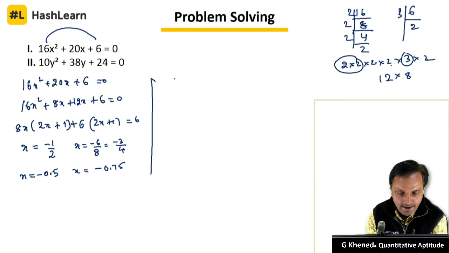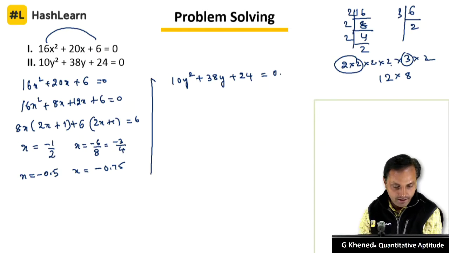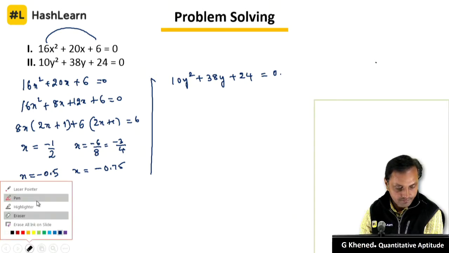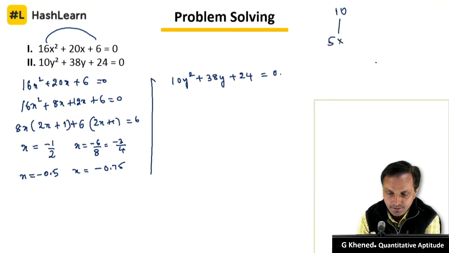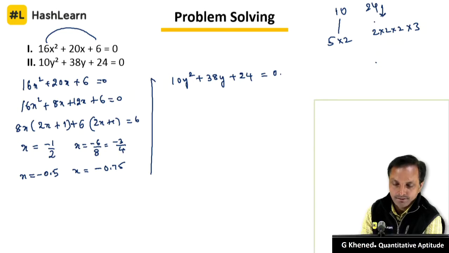Similarly, you can solve the second equation, 10y square plus 38y plus 24 equal to 0. So, what are the factors you will get for 10 and 24? For 10 and 24, the factors for 10 is 5 into 2 and 24 can be written as 2 into 2 into 2, 8 3s are 24. So, this is the factors for 24.